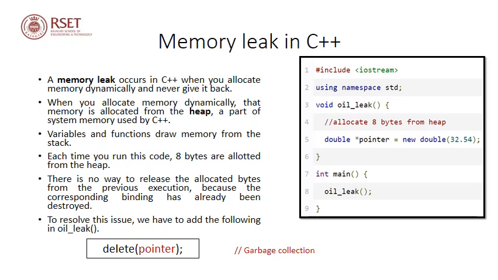To resolve this issue, we have to add the following line in oilLeak. That is, we have to add the line delete pointer in the function oilLeak. So after writing double star pointer equal to new double, you have to include the statement delete pointer, so that before the binding gets destroyed, that memory location in the heap will be freed. This is also called garbage collection.